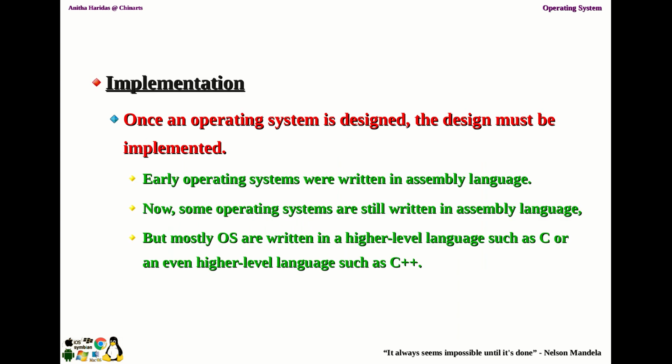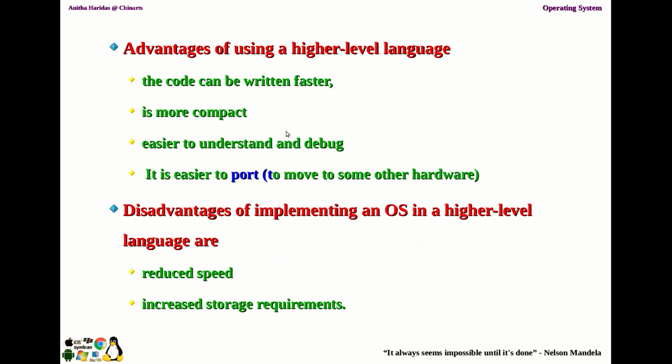Then once the operating system is designed, the design must be implemented as an operating system. Early operating systems were completely written in assembly languages. Even though nowadays we use high level languages, some operating systems are still written in assembly language itself. But mostly operating systems nowadays are written in higher level languages like C or C++. The advantages of using high level languages are that the code can be written faster and it is more compact also. It is very easy for you, right?